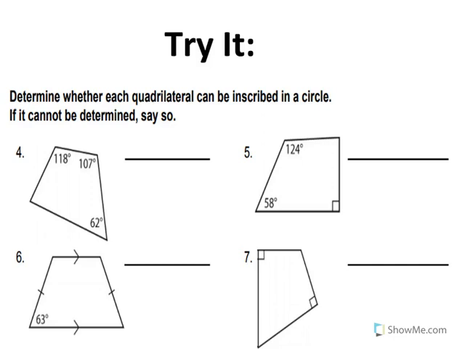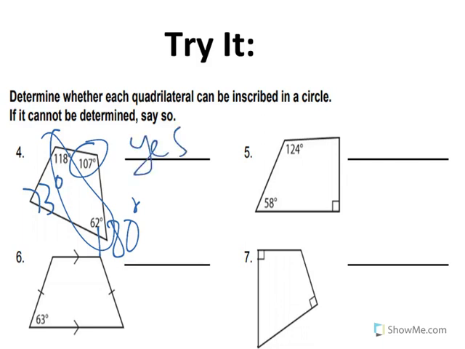Determine whether each quadrilateral can be inscribed in a circle. If it cannot, say so. Remember that in order for them to be inscribed in a circle, these two must have a sum of 180. Right? So we take 118 plus 62, so it is 180, and this is 107. 180 minus 107 is 73 degrees, so the answer is yes. Right. Okay, let's try number 5.